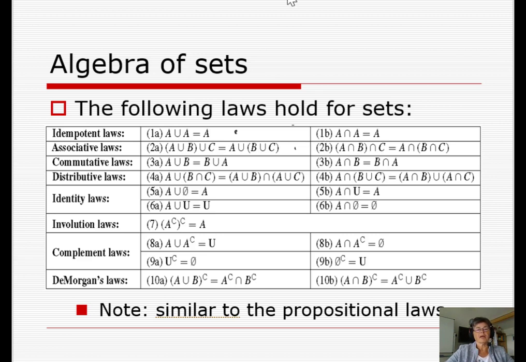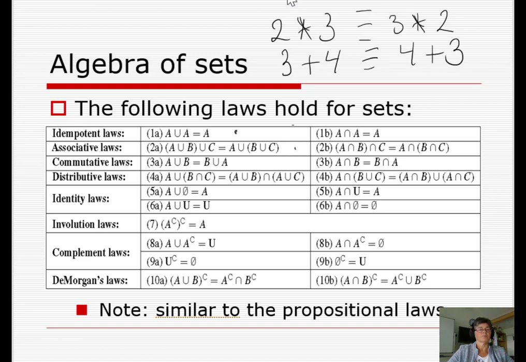Third law, the commutative law, is also something you know all along. So again, if we go back to our 8th year, if I say 2 times 3, it's exactly the same as 3 times 2. And that applies for union, but also for intersection. And you can compare it again with multiplication or with adding. So 3 plus 4 is exactly the same as 4 plus 3.